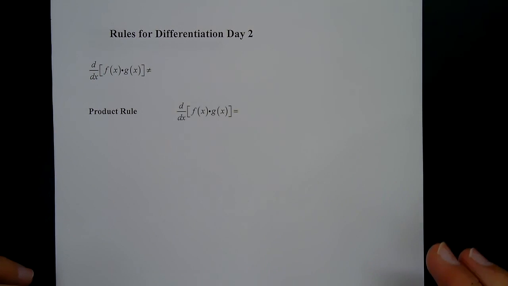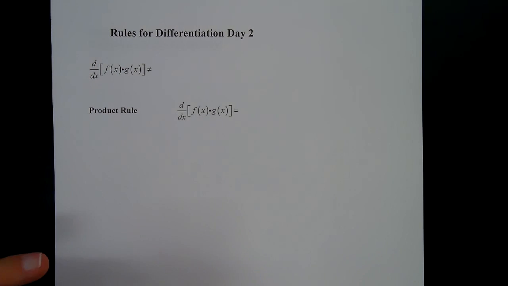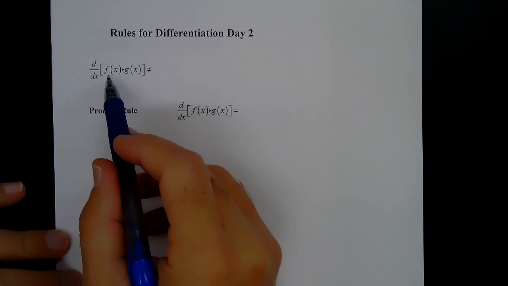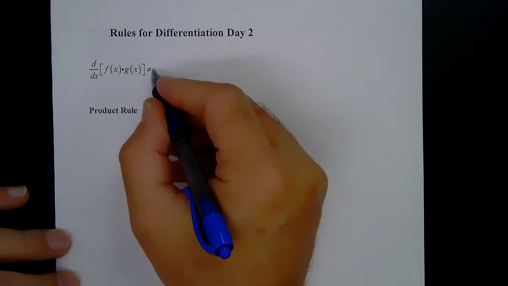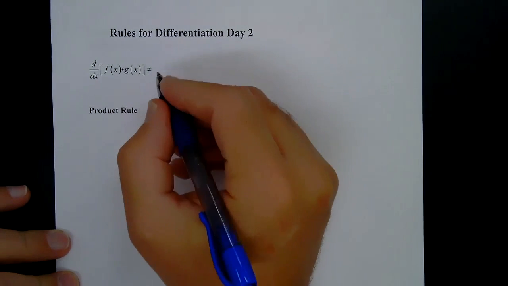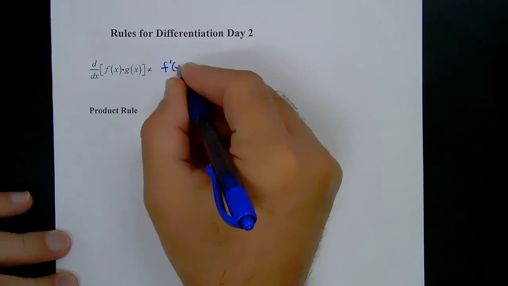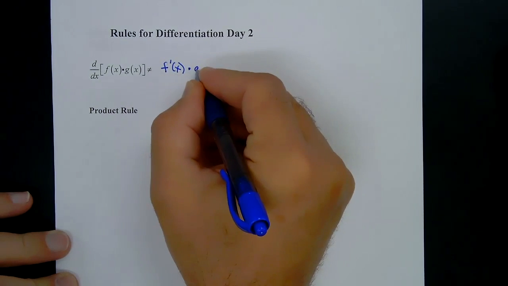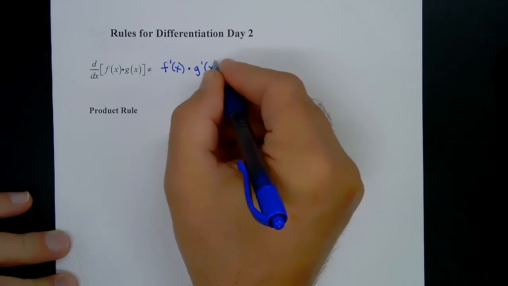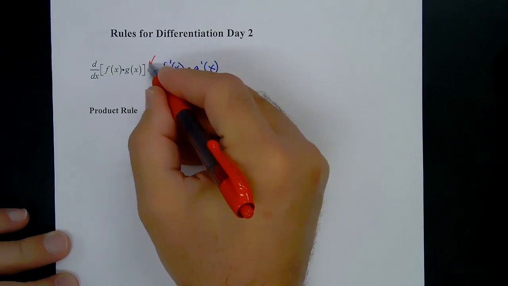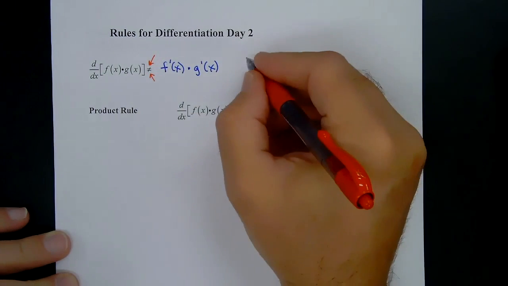All right, so for today, we're going to talk about more differentiation rules. Okay, so what if we take the derivative of f of x times g of x? This is not equal, okay? So don't do this, all right? This is not equal to f prime of x times g prime of x. It is not, okay? So I'm going to put arrows here to show you not equal to, right?